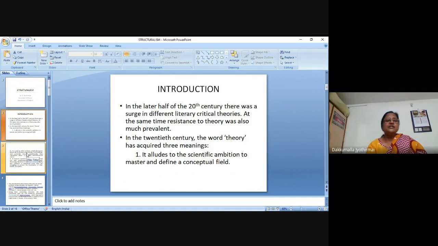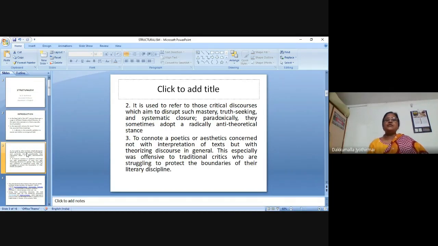So what is the next? Let us see. It is used to refer to those critical discourses which aim to disrupt such mastery, truth-seeking, and systematic closure. Paradoxically, they sometimes adopt a radically anti-theoretical stance. Actually, during the 20th century, in the name of theory, they used to refer to those critical discourses which aim to disrupt such mastery, truth-seeking, and systematic closure.